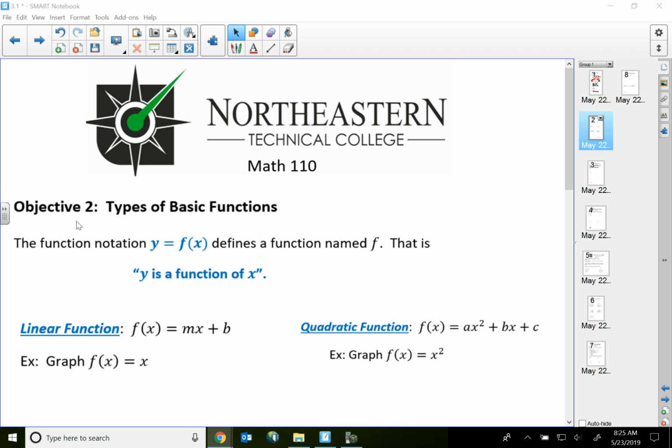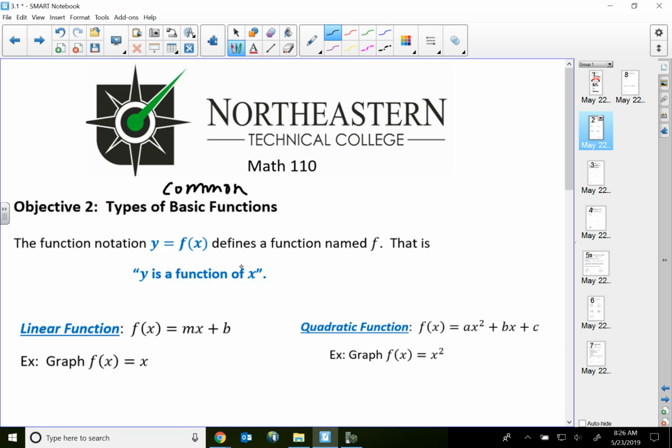In this lecture video, let's take a look at the types of basic or common functions that we are going to encounter. So let me help you make this leap on the concept. The function notation y equal to f of x defines a function named f. That is, y is a function of x. Y equal to f of x means y is a function of x.